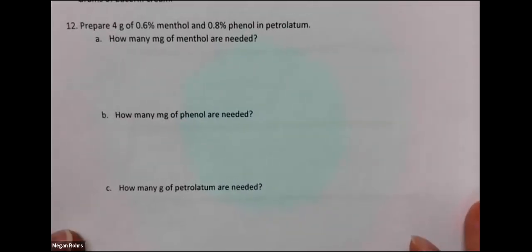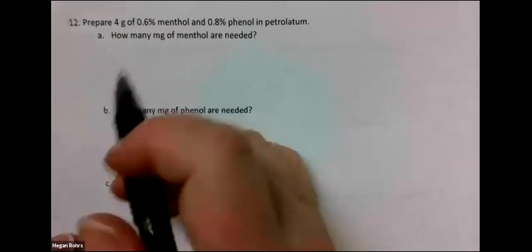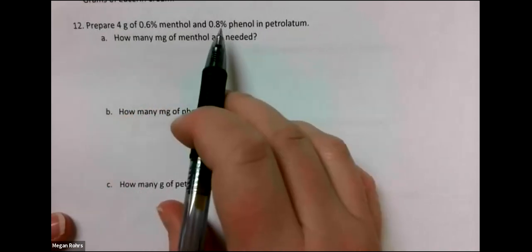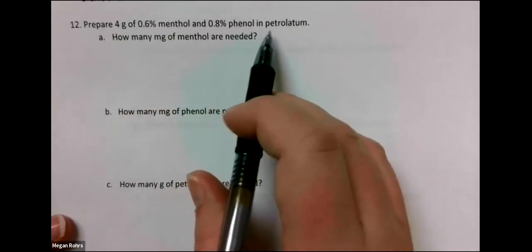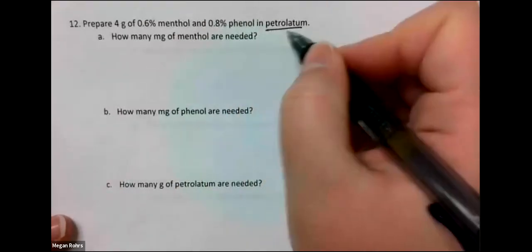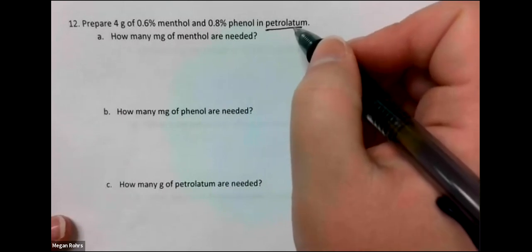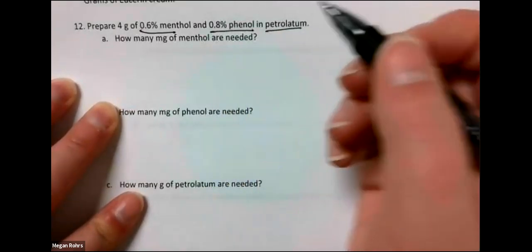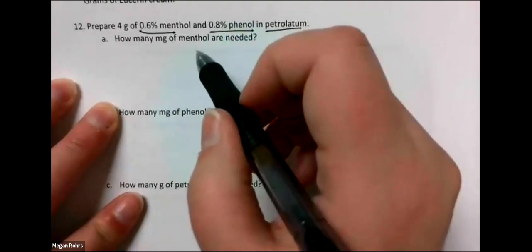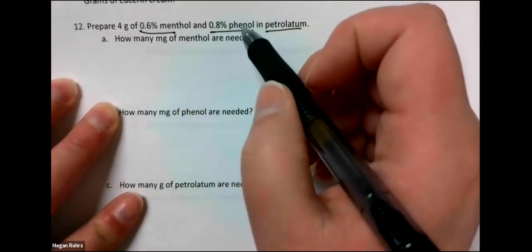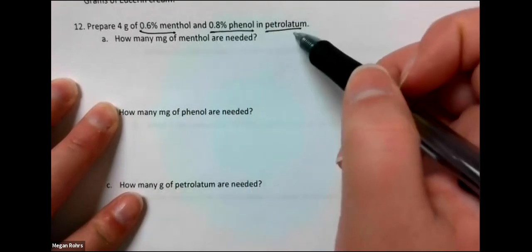Number 12: we're going to prepare 4 grams of a 0.6% menthol and 0.8% phenol in petrolatum. In this case, the petrolatum is our base ingredient or our solvent, and we now have 2 different active ingredients. I want you to imagine we have pure menthol powder, pure phenol powder, and also petrolatum.